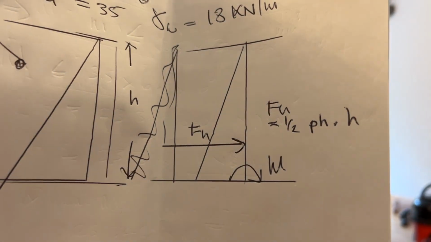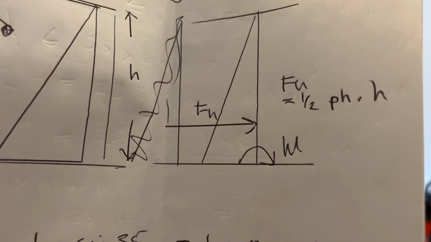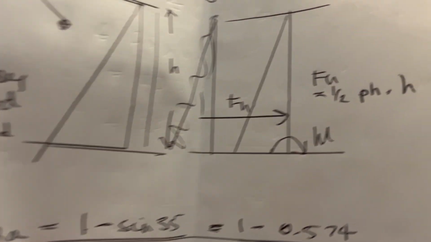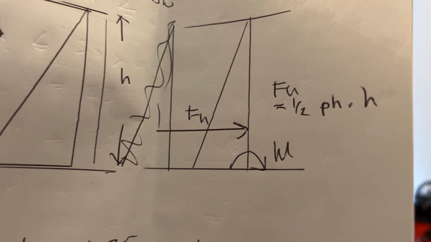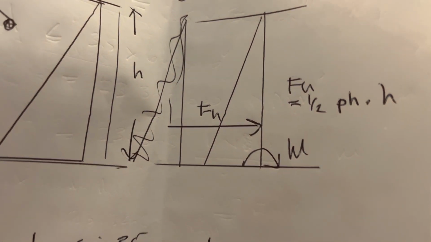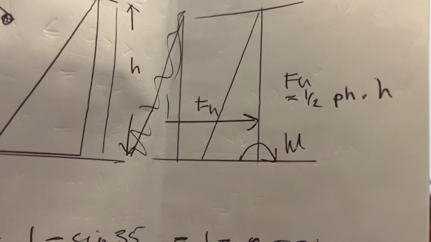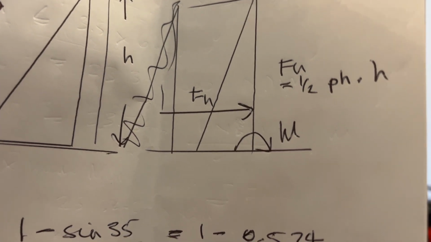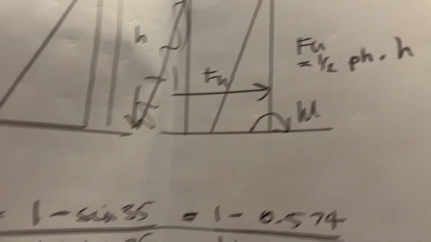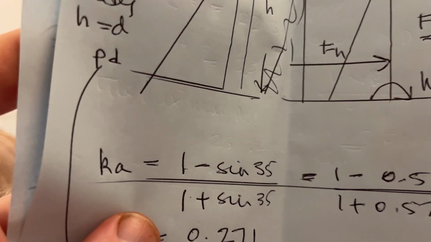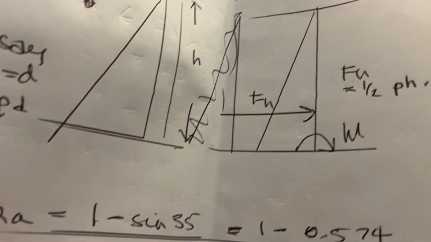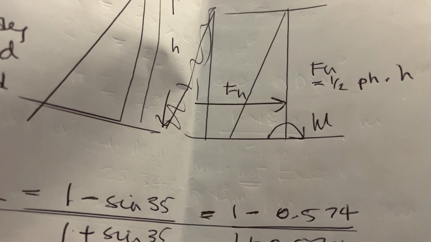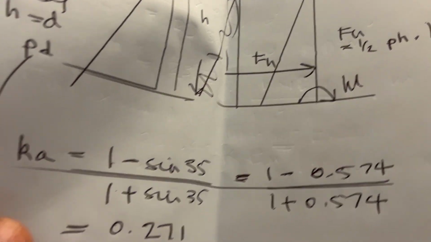That means that FH, the force from the pressure, is the area of the triangular pressure. So the area of a triangular pressure is half base times height. FH equals half times PH times H. Sorry, it should be PD, but PH and PD are the same. And then the moment is FH times 1/3 of the height.